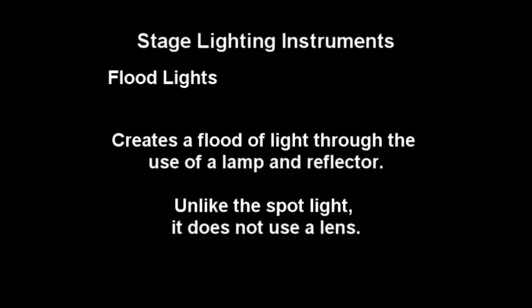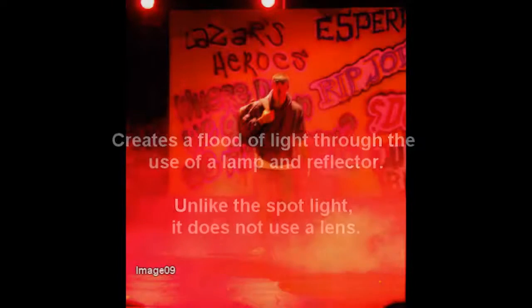Apart from the spotlight are a category of lighting instruments known as floodlights. These floodlights typically use a lamp and a reflector to create a flood of light. Because they don't use a lens, they flood an area with light rather than creating a defined spot. Floodlights are often used to introduce color into an area of the stage or on the surface of a sky cyc. Two typical floodlights in the theater are the scoop and the par can.